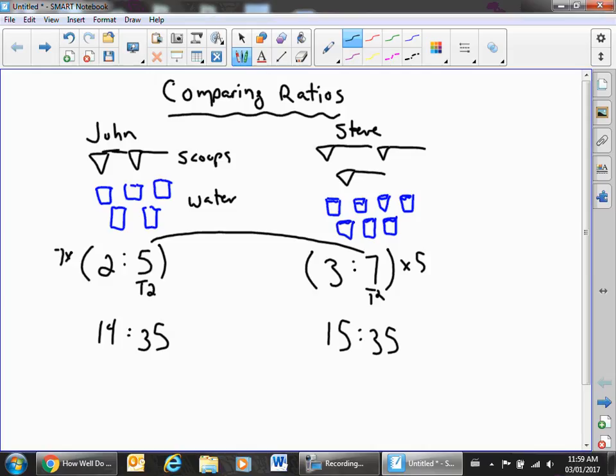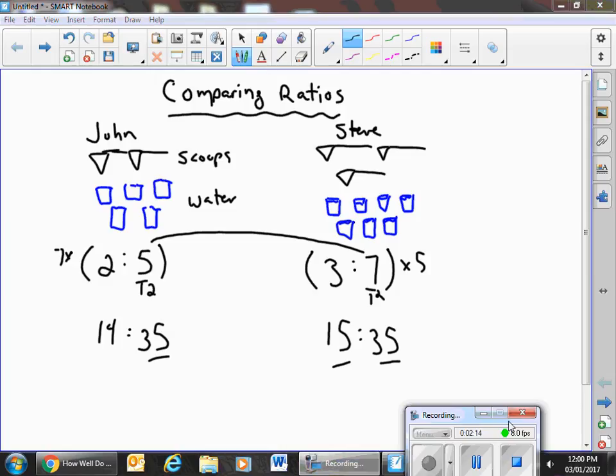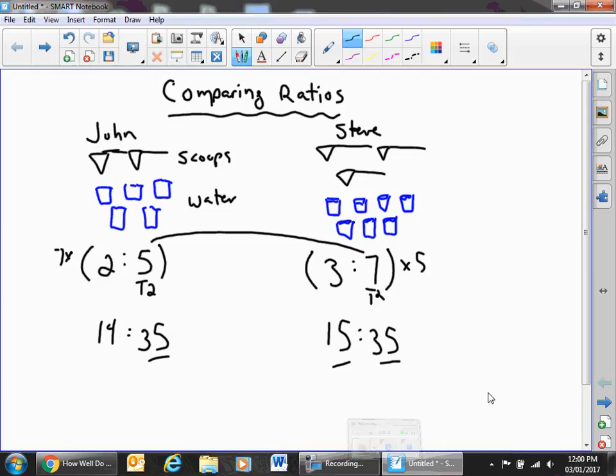So what we're saying is that for every 35 cups of water, Steve puts in 15 scoops of coffee. And John, for every 35 cups of water, puts in 14. Just hold on tight, we've got a few to go through. So, as you can see, Steve puts in more scoops of coffee for the same amount of water. So therefore, Steve's coffee is stronger than John's.